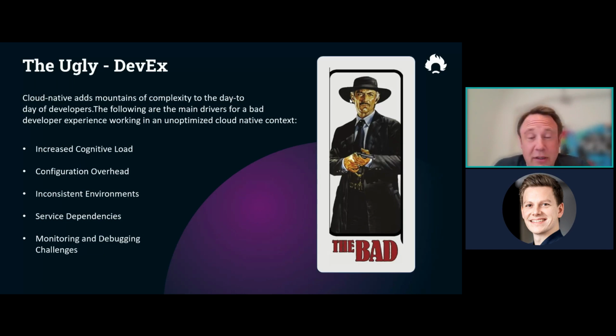One is the increased cognitive load. There's only so much you can process mentally, and if there's an overload, you stop being productive in your core task. The configuration overhead is just too many buttons to press. Inconsistent environments between development, testing, and production again cause not a smooth, streamlined process, but you have to start from the beginning.